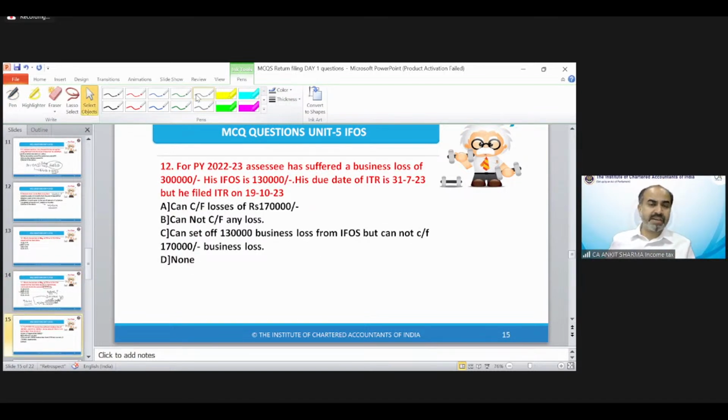For previous year 22-23, the assessee has suffered a business loss of 3 lakh. His income from other sources is 1,30,000. His due date of ITR is 31st July 23, but he filed ITR on 19th October 23. Now you need to tell me which is the correct statement out of these following four: A, B, C or D.